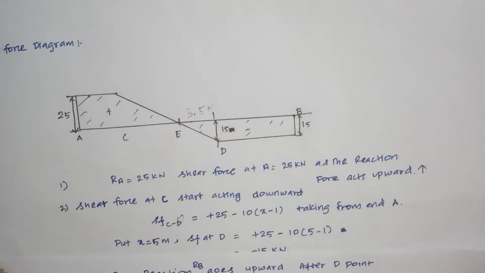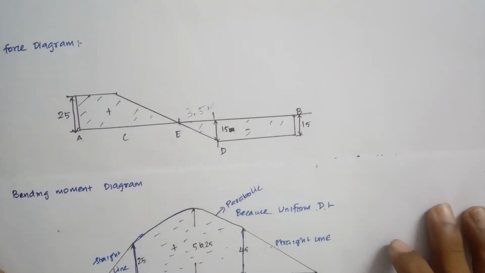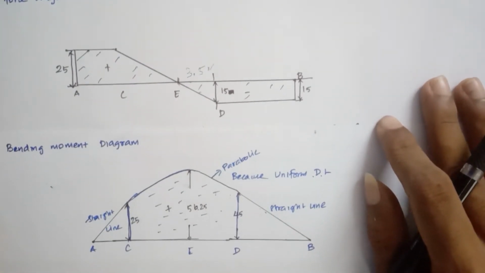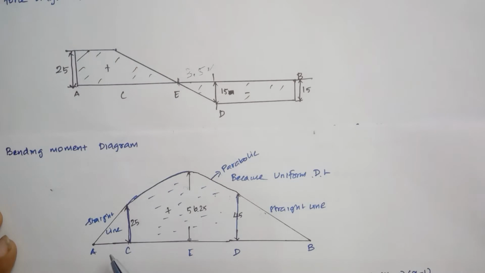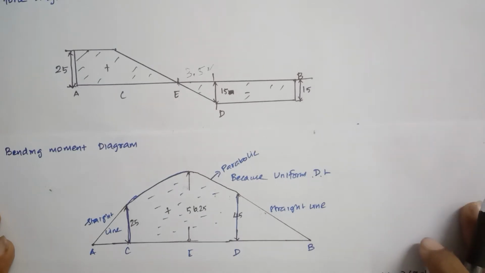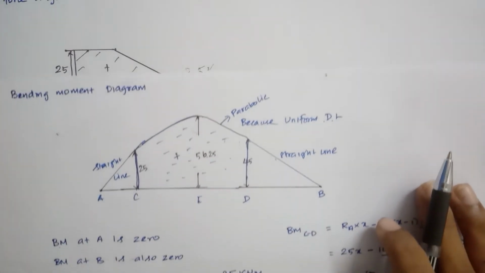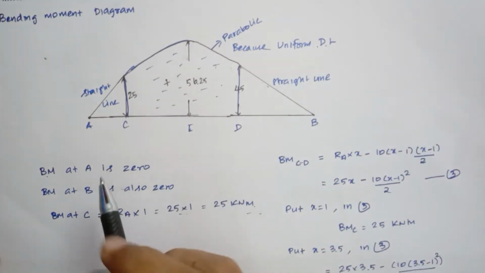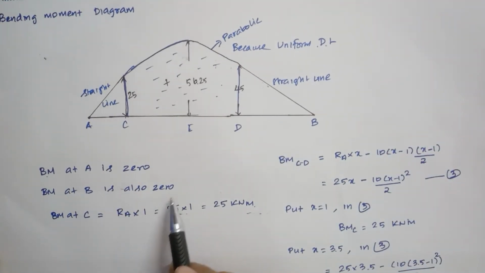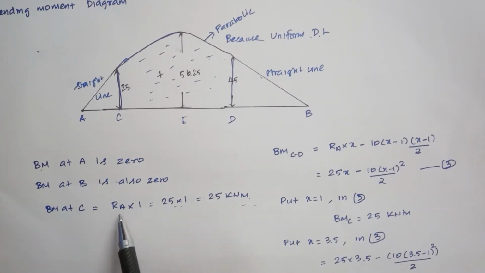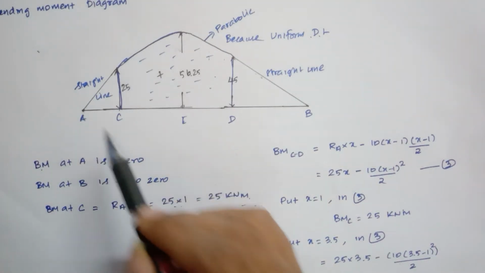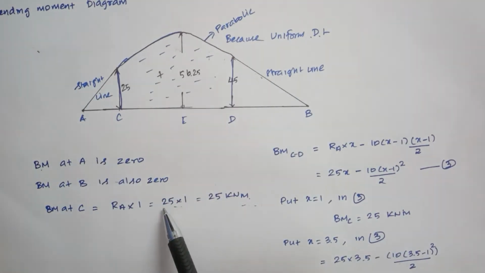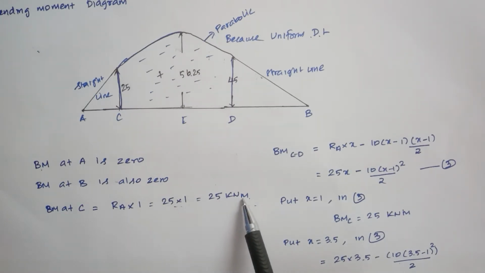Then we are going to draw the bending moment diagram. The bending moment diagram will be like this. First, the bending moment at both ends of a simply supported beam is equal to 0. Bending moment at A is 0, and bending moment at B is also 0. Bending moment at C is equal to RA into 1. RA is 25, so 25 into 1. Since it acts in the clockwise direction, it is plus 25 kilonewton meter.